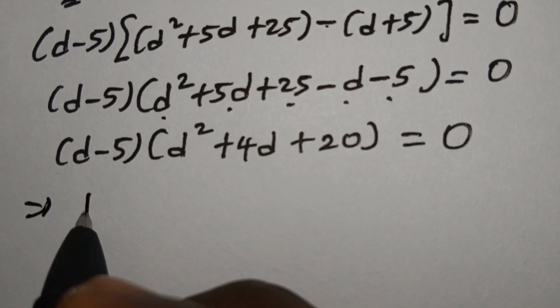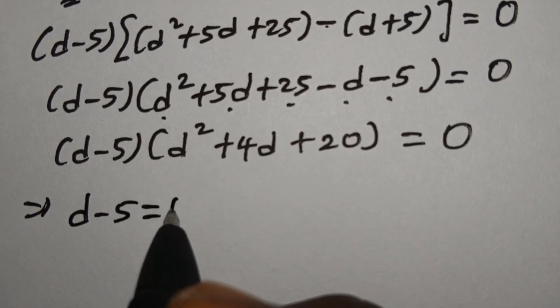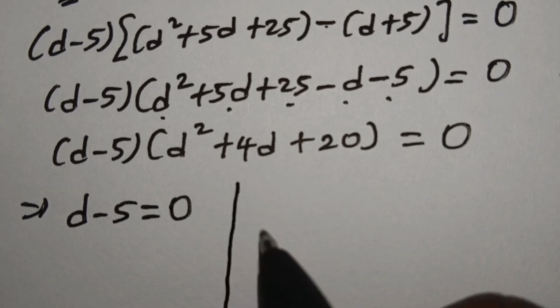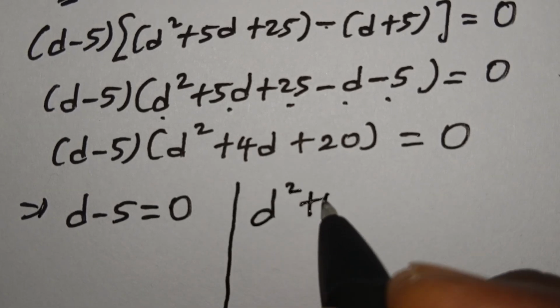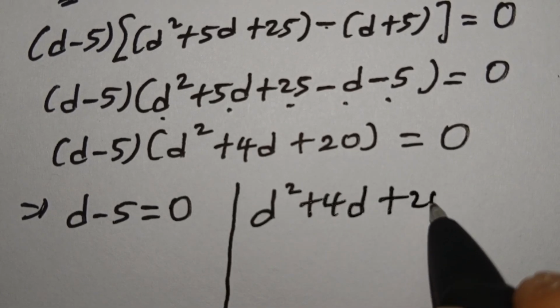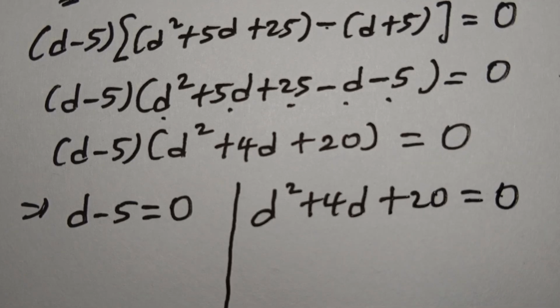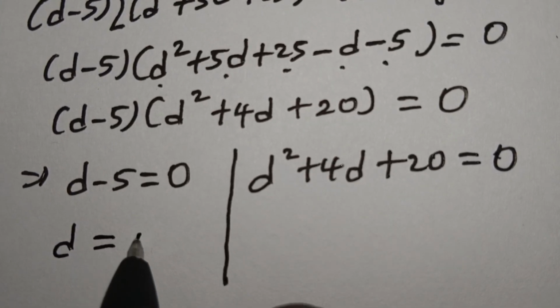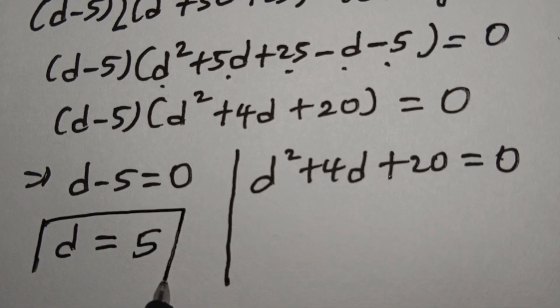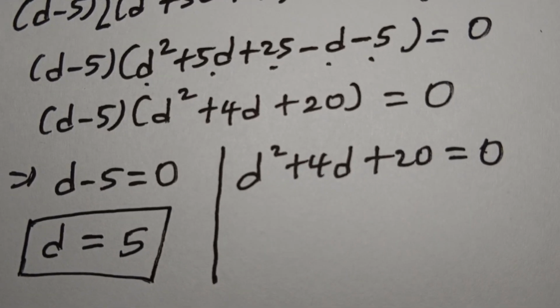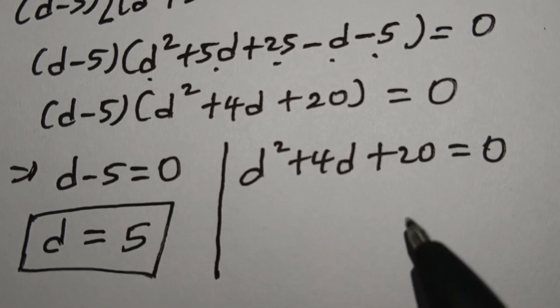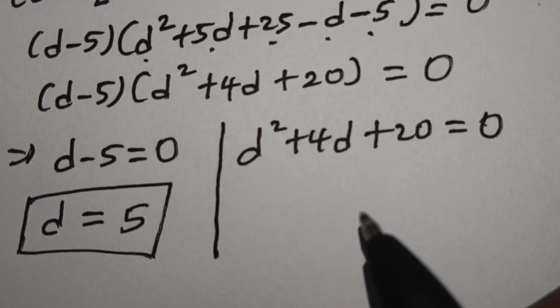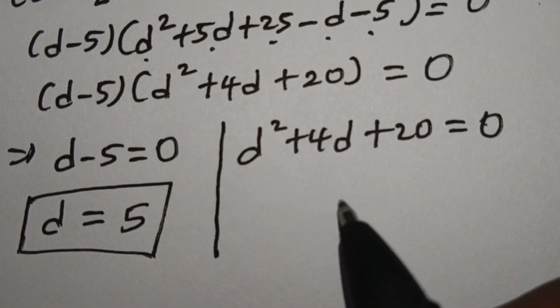This implies that D minus 5 is equal to 0, or D square plus 4D plus 20 is equal to 0. From this line, D is equal to 5. This is the real solution. Now, let's consider this quadratic equation. You will see that it is not factorizable.